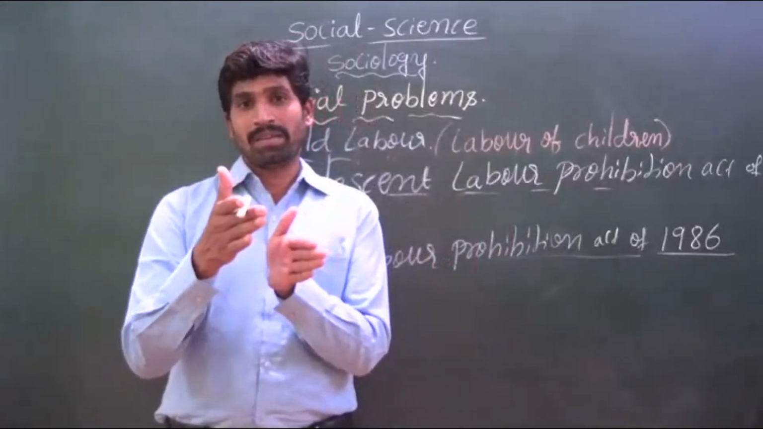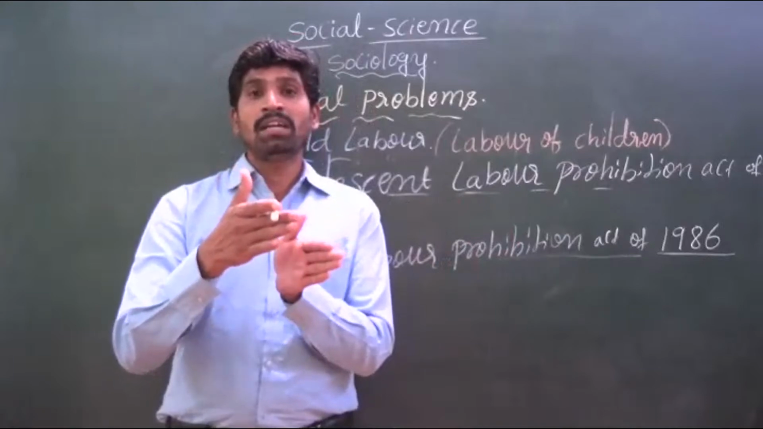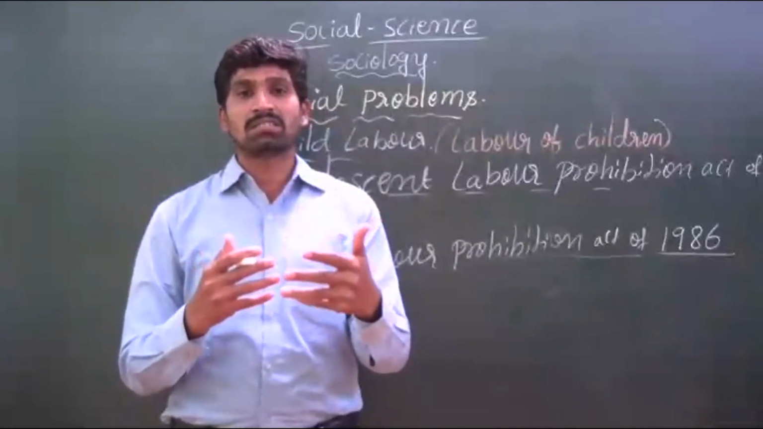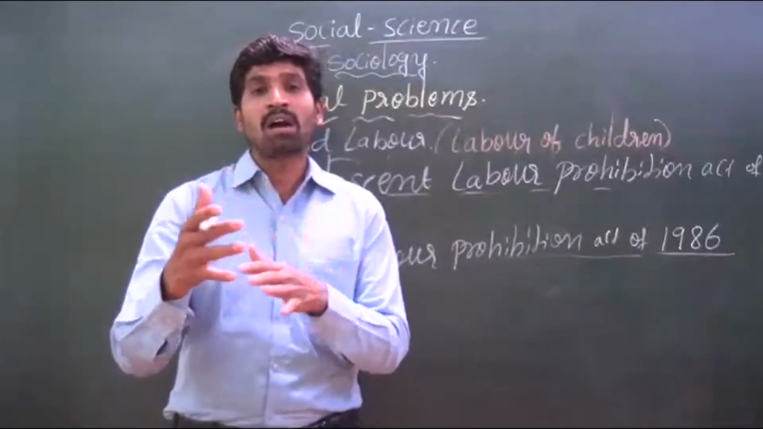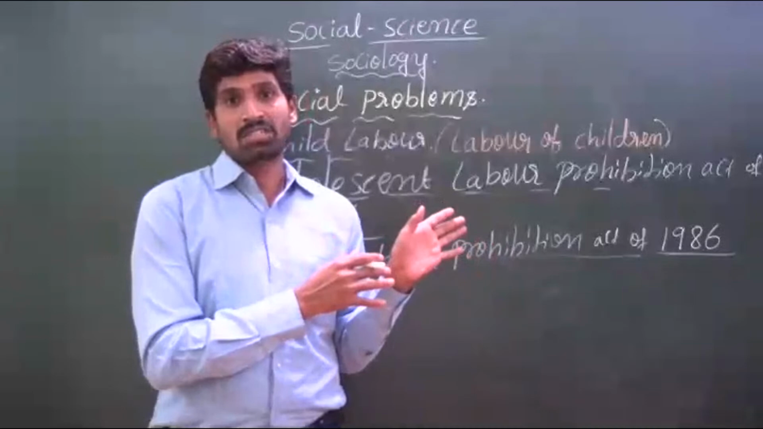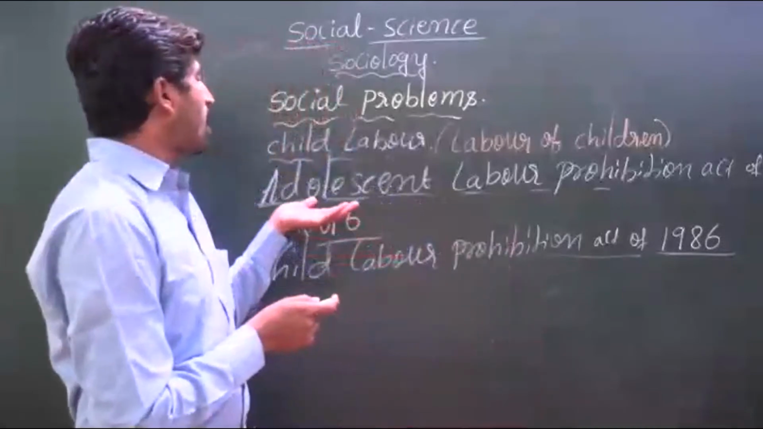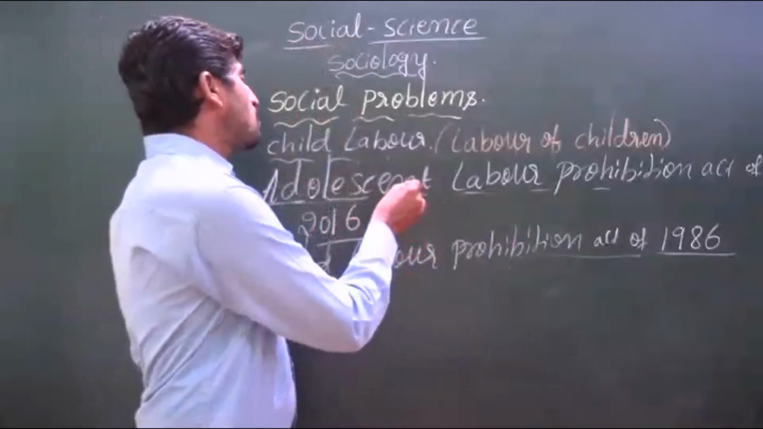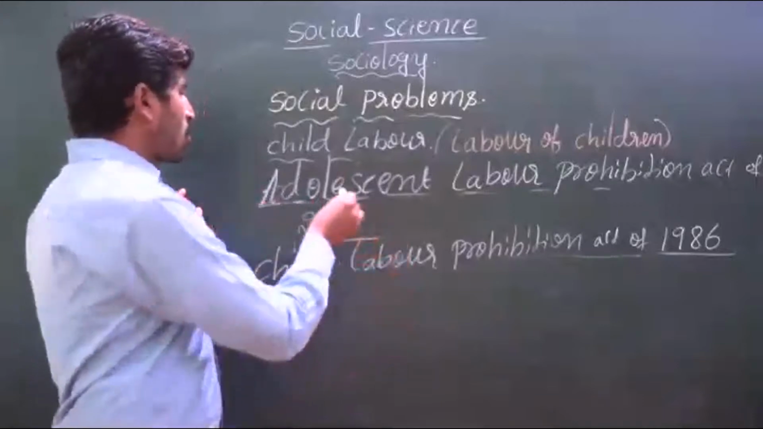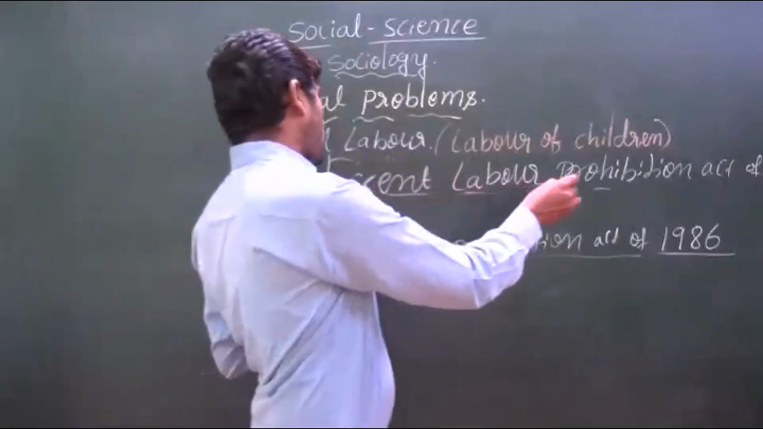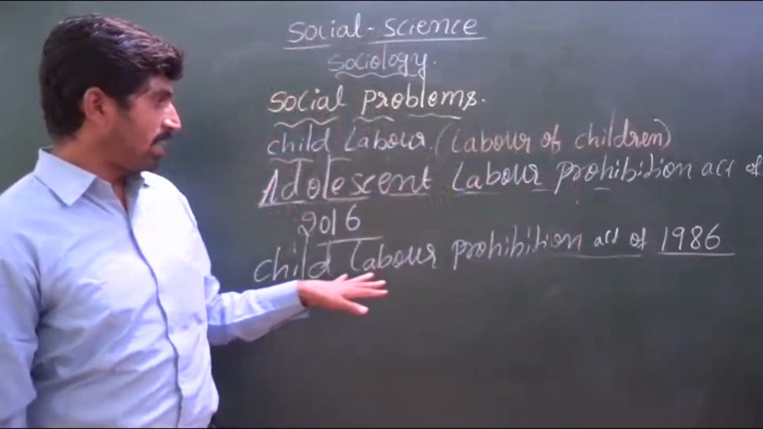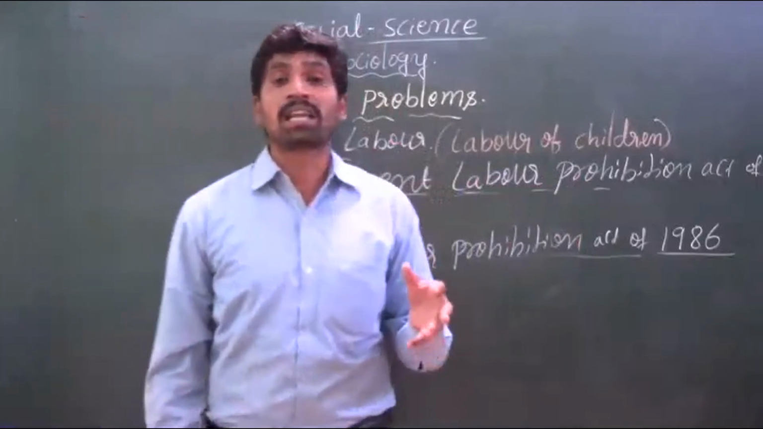Why is it called adolescent? In the age from 10 to 19, the children go through socialization. Those children are going to involve in all the activities. They are going to learn all kinds of things at a certain age. Now it is socialization. So that is called the adolescent age. Especially those children are doing labor. That's why, to prevent this child labor, the government brought the Adolescent Labor Prohibition Act of 2016, amending the law of 1986, called the Child Labor Prohibition Act.